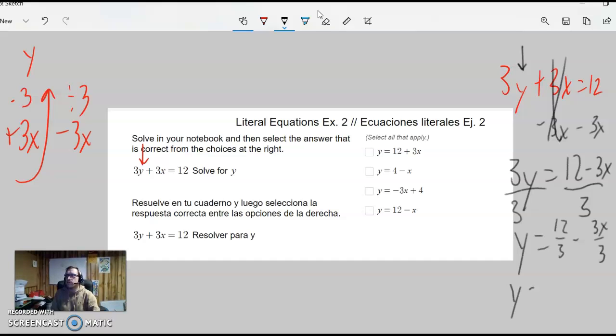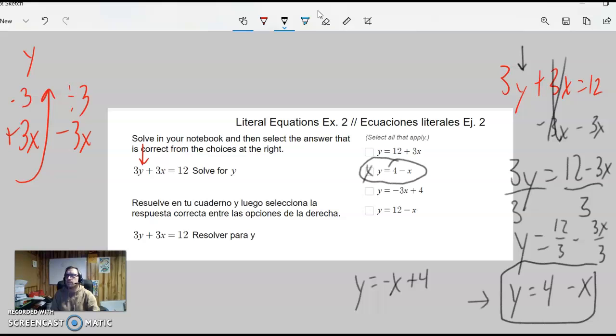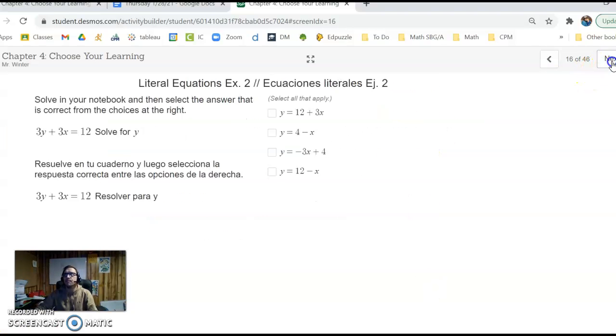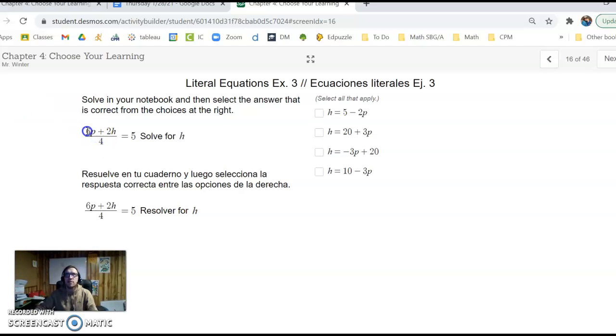12 divided by 3 is 4. 3x divided by 3 is 1x, or we just write it as x. So you could write it in this way, which shows up here, or you could write it in slope-intercept form, y equals negative x plus 4. Both are correct, but this is the only one listed. All right. Try the next one on your own. We'll just keep going. All right, and then think about the things that you need to do to solve for h. All right, and then practice.